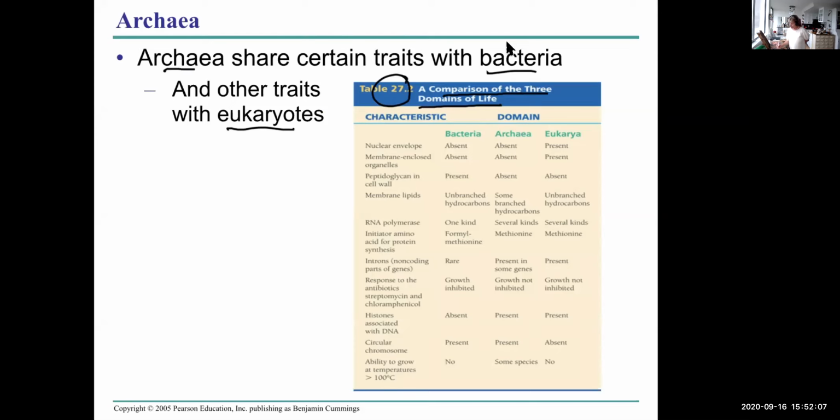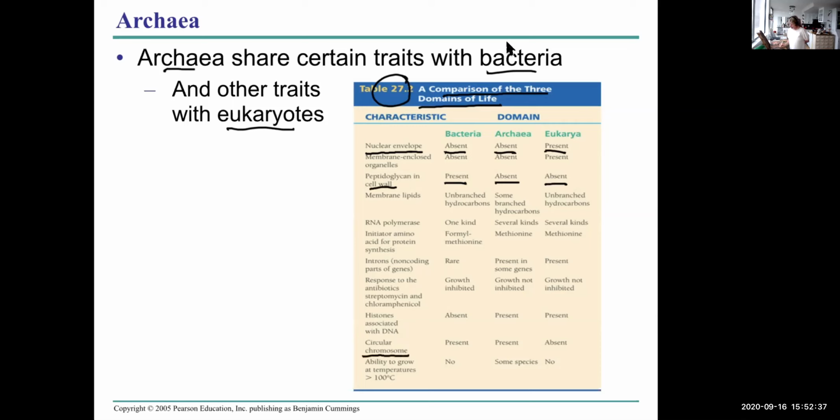For example, I'll just point out a couple. Nuclear envelope: absent in bacteria and archaea. They're prokaryotes, they have no nucleus, and it is present in eukarya. Peptidoglycan in the cell wall is only present in bacteria, not in archaea, and not in eukarya. They're quite interesting.